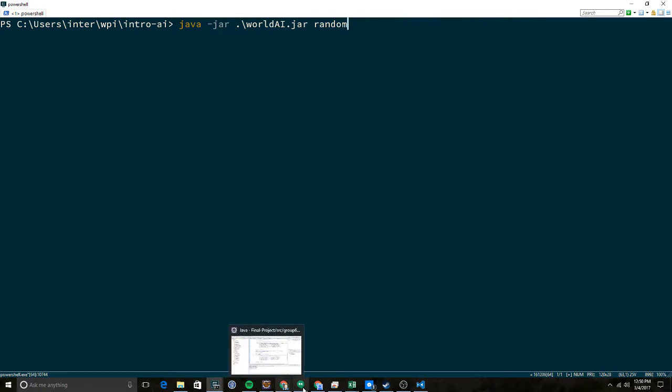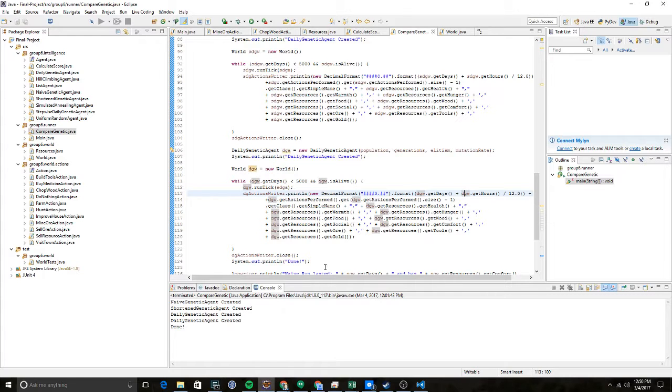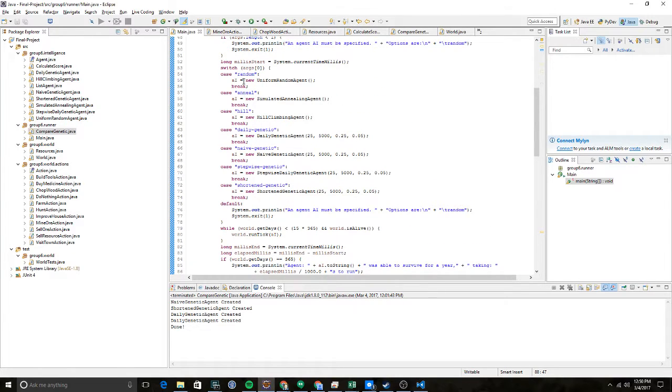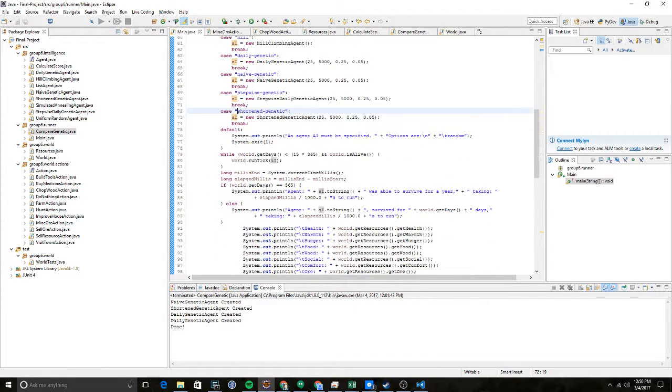And there are several options for that. We have the random AI, the simulated annealing AI, the hill climbing AI, the daily genetic algorithm, the naive genetic algorithm, the stepwise genetic algorithm, the short genetic algorithm. So these are the seven different options for that first parameter on this application, and they will choose which AI agent to run.